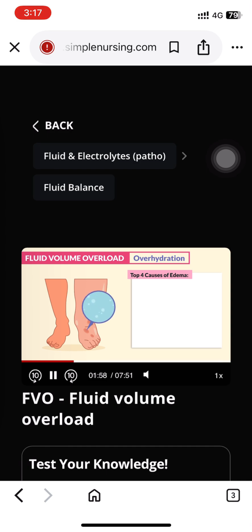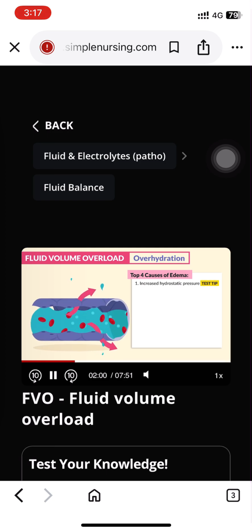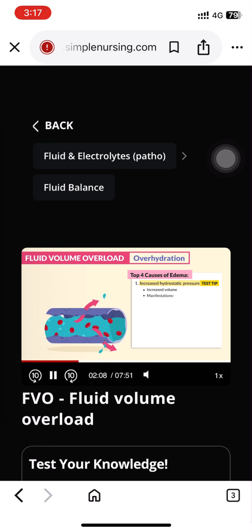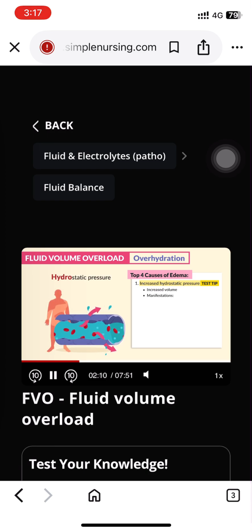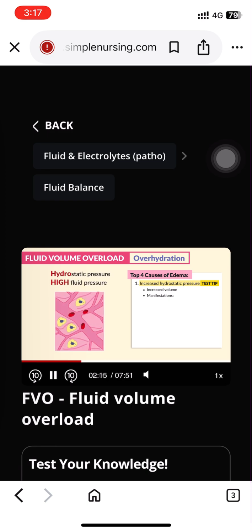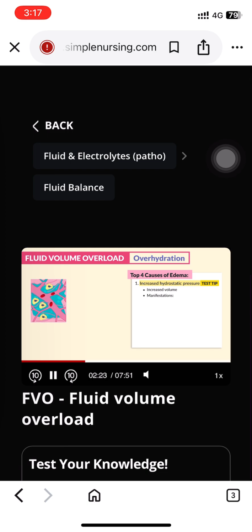Now, for the top 4 causes of edema, these are the 4 underlying pathophysiological processes responsible for the manifestations of edema. So number 1 is a huge test tip: increased hydrostatic pressure. So let the name help you here. Increased means high. Hydrostatic pressure is just fancy words for water pressure. Remember, hydro means fluid. So think high fluid pressure within the blood vessels, causing fluid to be pushed out of the vascular space, or the blood vessel, and into the interstitial space, resulting in edema.